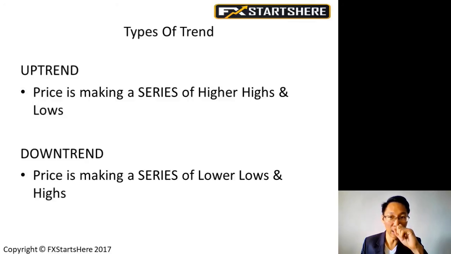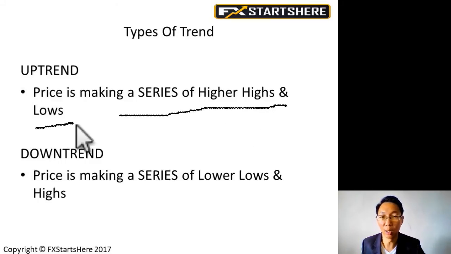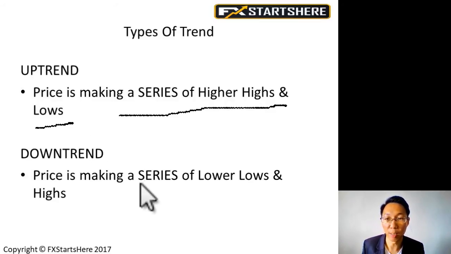So how do we identify an uptrend or a downtrend? By using your eyes and looking at the chart. If it's going upwards, it's an uptrend. If it's coming downwards, it's a downtrend. How do we know the price is moving upwards? When the price is making a series of higher highs and higher lows. In the next slide, I'll show you what that is all about. In a downtrend, the price is making a series of lower lows and lower highs.